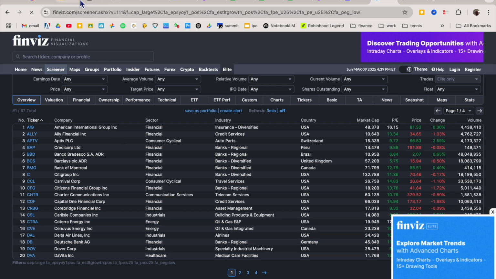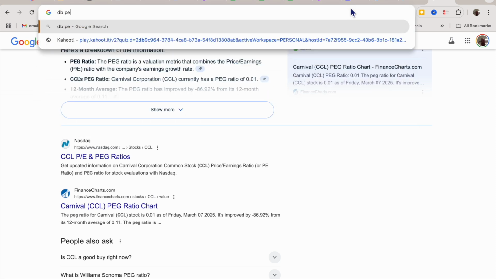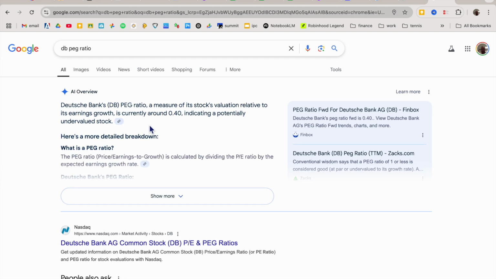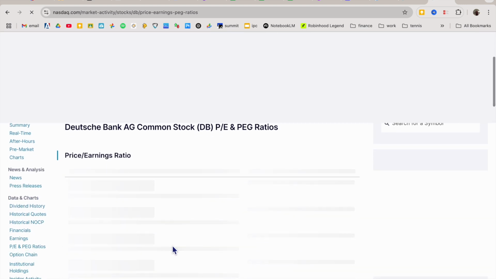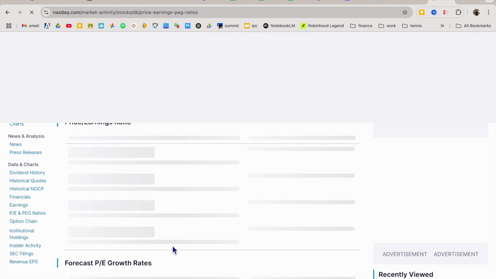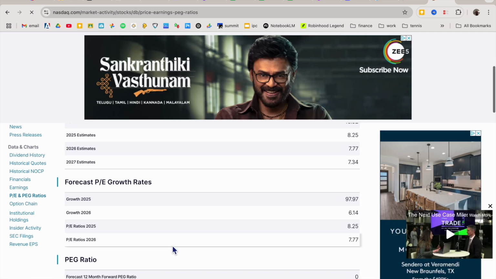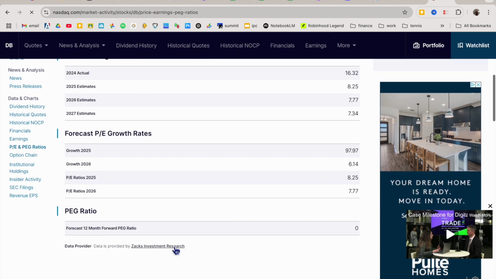Deutsche Bank, maybe, DB. So DB PEG ratio. And this one's around 0.4, which is a good number because it's less than 1. Potentially an undervalued stock as well. Nasdaq.com will show that as well. And you can also go to seekingalpha.com to look at possibly more financials like earnings growth, income growth, and whatnot.